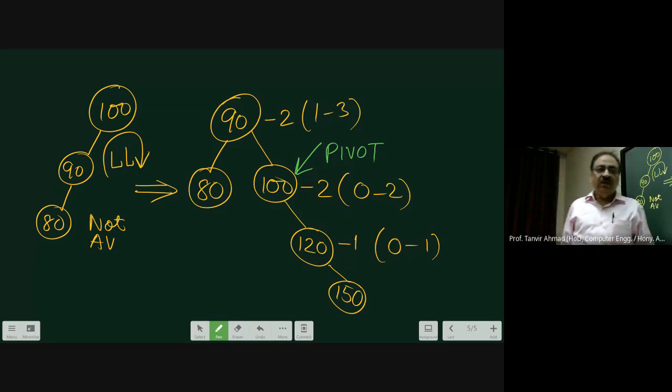Now, can I apply LL rotation in this one? No, I can't apply it, because the insertion is neither in the left subtree nor on the left of the pivot. In that case, this case is a mirror of LL. Now, what I am going to do is the other rotation, the RR rotation.